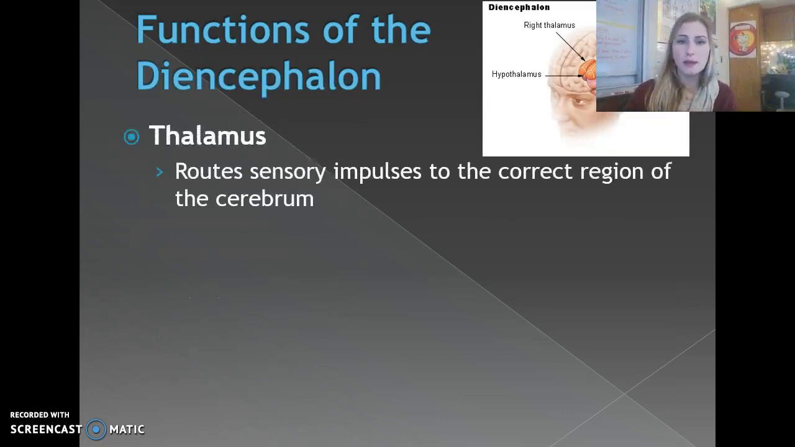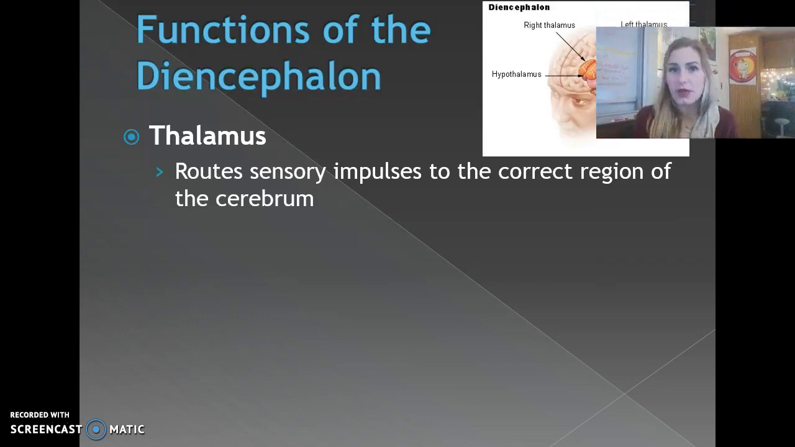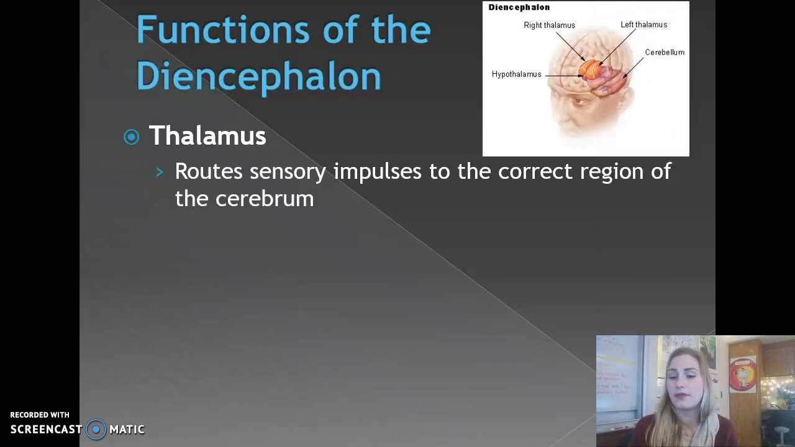So functions, thalamus is routing a lot of sensory impulses to the correct region of the cerebrum. So this is once again where a lot of the homeostasis comes from. Hypothalamus, monitoring those internal conditions, monitoring the pH of your blood. Oh boy, the thing froze. Okay, it'll be fine. And then the link between the nervous and endocrine system.